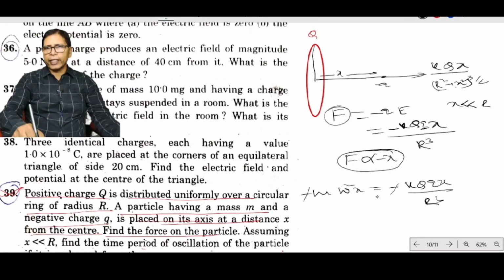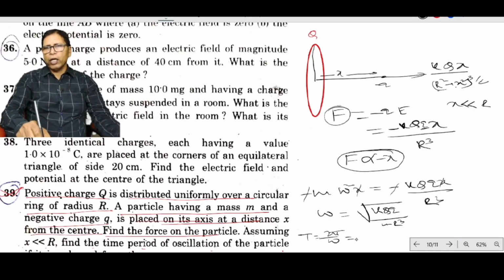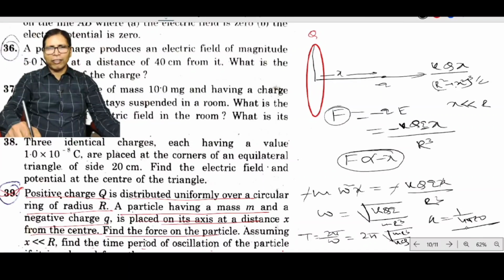Now this and this cancel out, x and x cancel out. So look at this, omega equals the root of k capital Q small q by m r. Okay, no problem. Therefore T equals 2 pi by omega. So look at this, it is 2 pi root of m r cube divided by k capital Q small q. This is the period of oscillation, where k equals 1 by 4 pi epsilon naught. Okay.